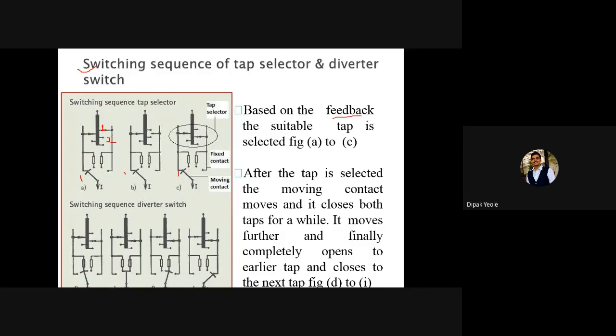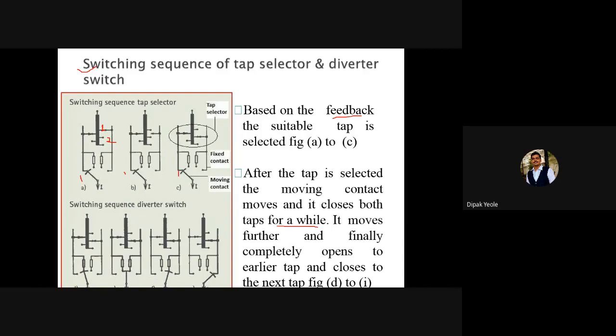It is not that you take a tap changer and keep moving it. So you will understand that when we operate a system, obviously we need the feedback, and based on the feedback, if the voltage level is less than your corresponding voltage, then we have to change the position. So here the feedback, the suitable tap is selected, figure A to C. After the tap is selected, the moving contact moves and it also closes both the taps for a while. It moves further and finally completely opens the earlier tap and closes to the next tap, figure D to I.